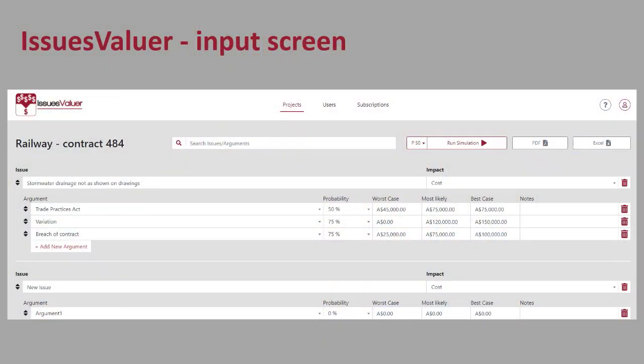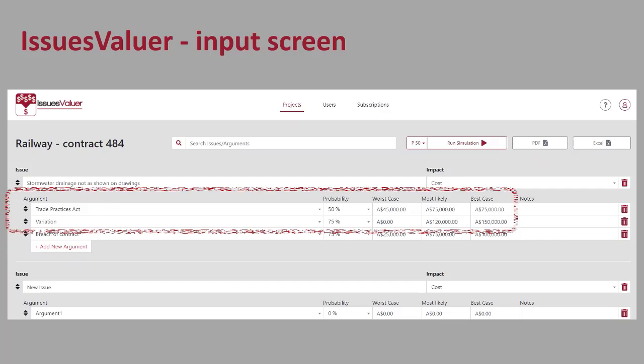The tool, named Issues Valuer, has been used on many occasions, and in each case settlement has occurred within a few weeks of workshopping the claims data. So what's involved? Here is the input screen to Issues Valuer. The process starts by uploading issues. The required input data is then workshopped to identify how each claim may be argued. It could be a variation, breach of contract, non-compliance with consumer law, etc.